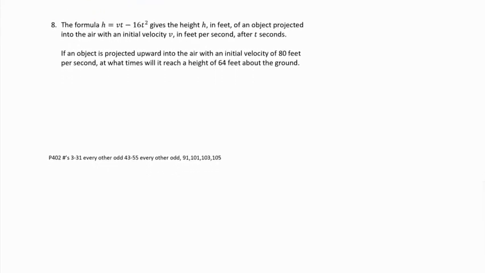I got a formula h equals vt minus 16t squared, where h is the height, v is the velocity, feet per second. If an object is shot upward in the air with initial velocity of 80, so we got the ground, goes up, comes back down. What time will it reach a height of 64?